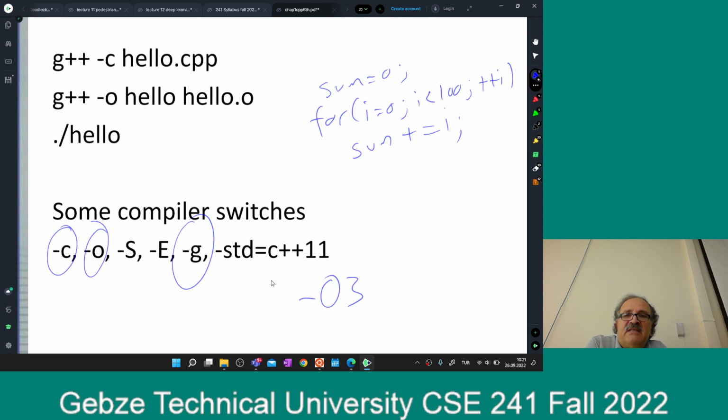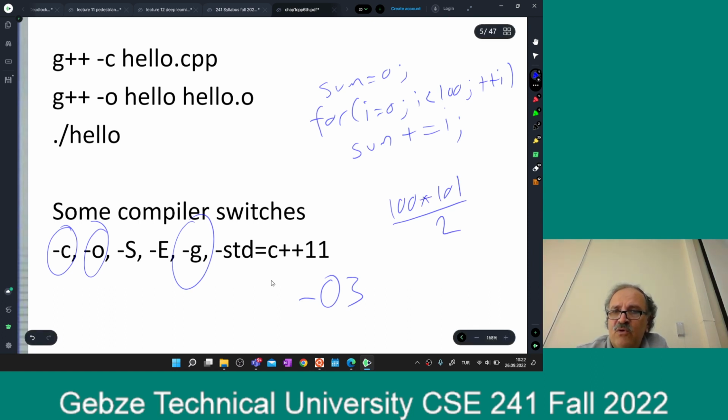Our compilers are smart enough to see that in order to know the result, you don't have to run this code, right? I know the result of these 3 lines of code. It is the summation of all integers from 0 to 100. It is 5,000 something. Do you guys remember? It is n times n plus 1 over 2. You remember this from your primary school, right?